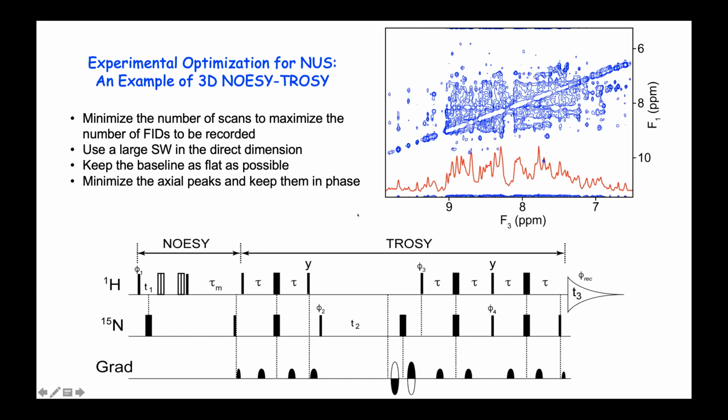Therefore, the axial peak is not really much stronger than the diagonal peak. Otherwise, I probably will have to do four-step phase cycling. Okay, so that's one thing.